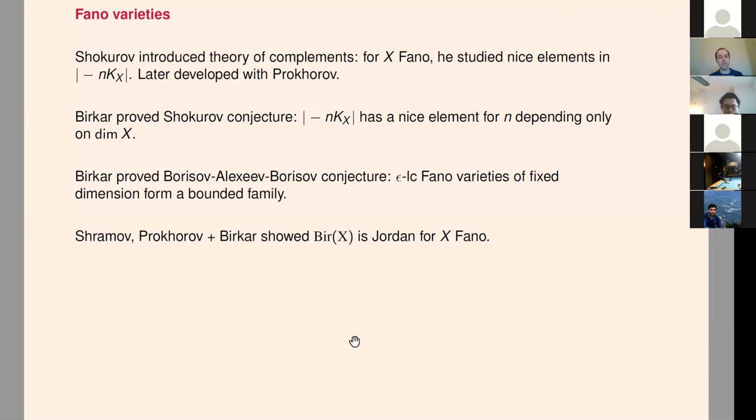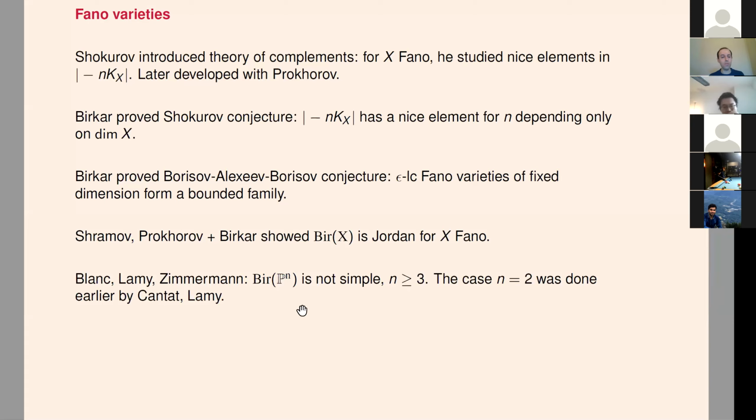And Shramov and Prokhorov, earlier they studied the birational automorphism groups of Fano varieties, and in general algebraic varieties, but in particular Fano varieties, or rationally connected varieties. And assuming this Borisov-Alexeev-Borisov conjecture, they showed that these automorphism groups are Jordan for Fano varieties. I will come back to this point again later. I will explain it a bit in more detail. So this is interesting because it creates a connection between algebraic geometry, in particular this classification theory or birational geometry, with group theory.